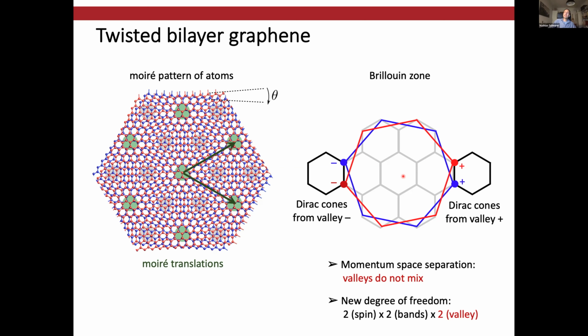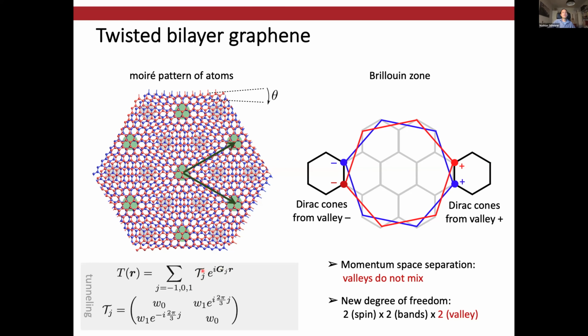Now, if you really want to understand the band structure, you have to introduce some tunneling and compute it. So the tunneling is shown here on the left. It is modulated on the moire scale. So G are the reciprocal lattice vectors of the moire lattice of smallest magnitude. And this calligraphic T are 2 by 2 matrices in sublattice space. So there's a W0, the intra-, and a W1, the inter-sublattice tunneling. And these parameters will be used later on in the talk. This is why I introduced them.